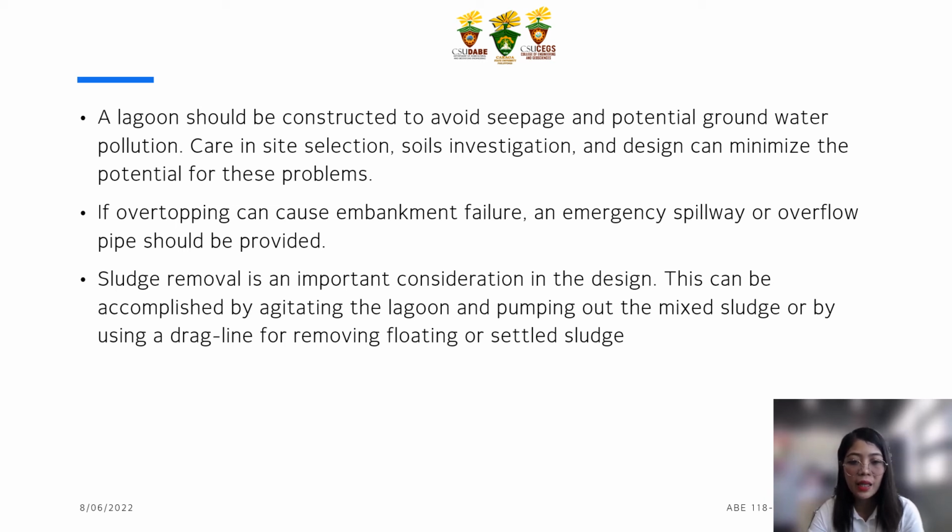A lagoon should be constructed to avoid seepage and potential groundwater pollution. Care in site selection, soil investigation, and design can minimize the potential of these problems. If overtopping can cause embankment failure, an emergency spillway or overflow pipe should be provided. Sludge removal is an important consideration in the design. This can be accomplished by agitating the lagoon and pumping out the mixed sludge, or by using a dragline for removing floating or settled sludge.